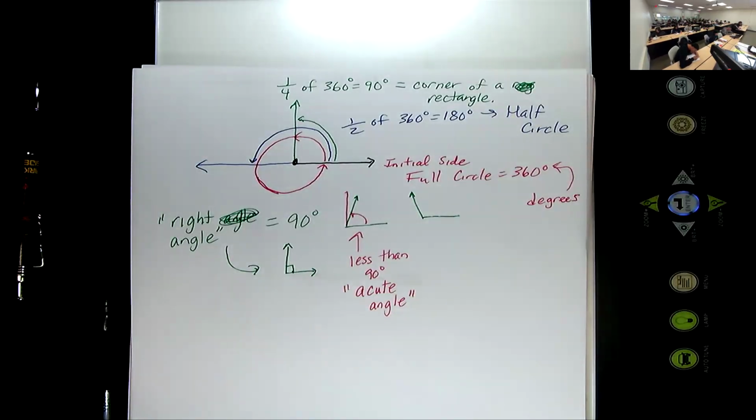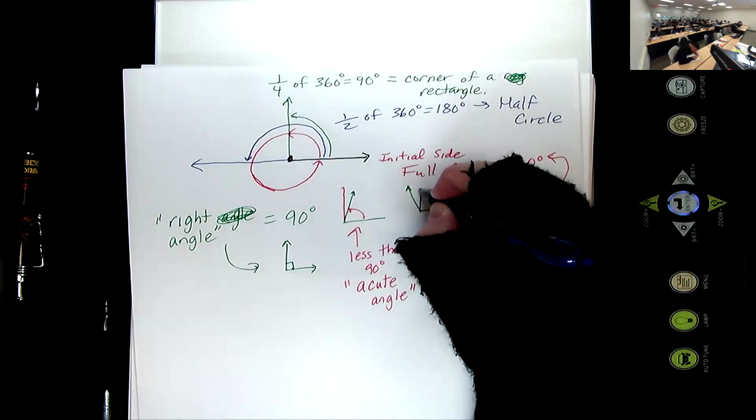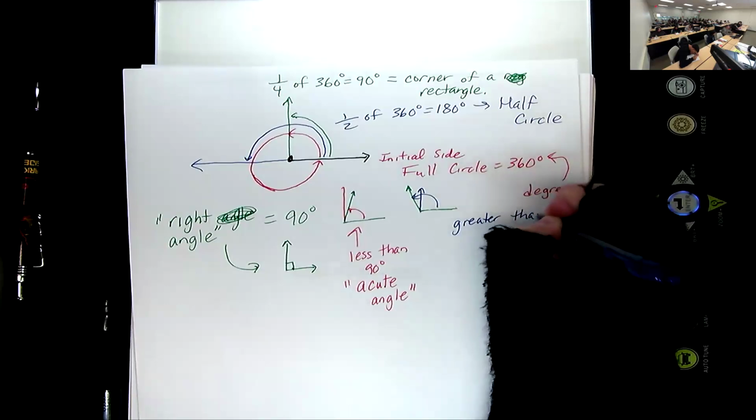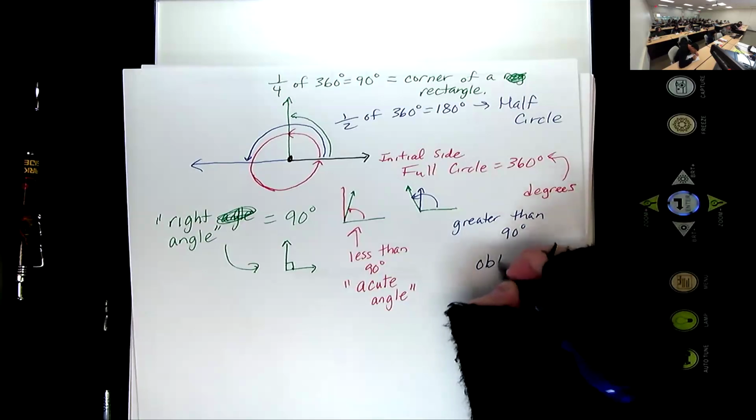I think I know what the other one's called, but what do you think it's called? Obtuse. It is. So if it goes past 90 degrees, that would be greater than 90 degrees. We call it an obtuse angle.